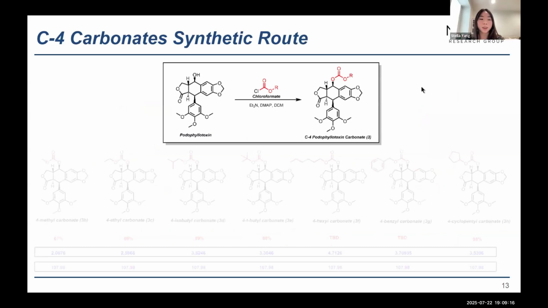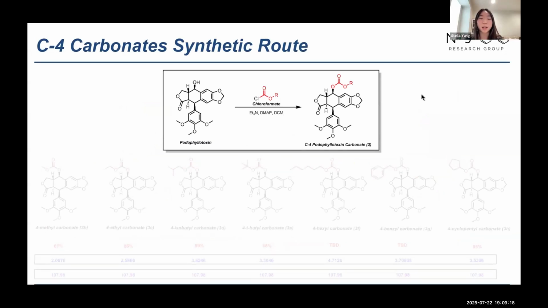So now we are evaluating the biological activity of C4 carbonates and carbamates. Here we significantly increased our analog library. Instead of just 6 compounds, now we have 22 compounds, all of which are novel. And I'll be walking through the synthesis of both the carbonates and carbamates.